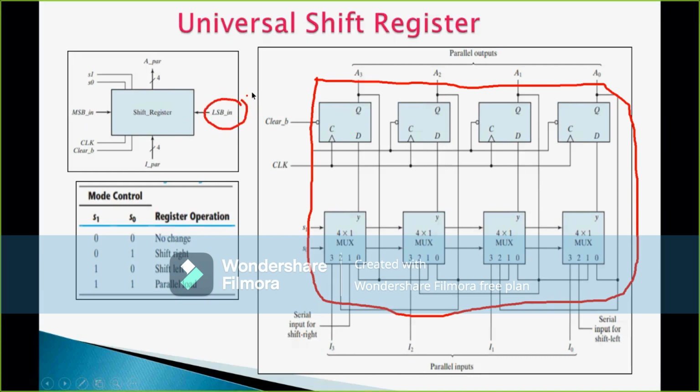See, LSB in is this side. In the same circuit, if you want to perform left shifting, you will pass the data from this side and perform left shifting. It is the serial input for shift left. On the rightmost side, at the bottom, you have this line, and through this line externally data will be passed. So all these parameters are here and here.